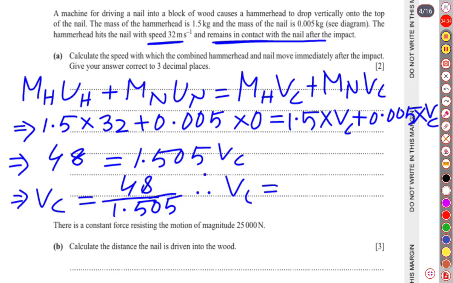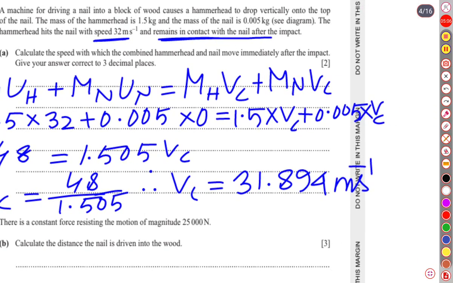If we divide 48 by 1.505, it is going to be 31.8937. So if we round it to three decimal places, it is going to be 31.894, the velocity of the nail after collision. So that is our answer. Now let's move on to the next question, I mean part B. Let me write here the answer.